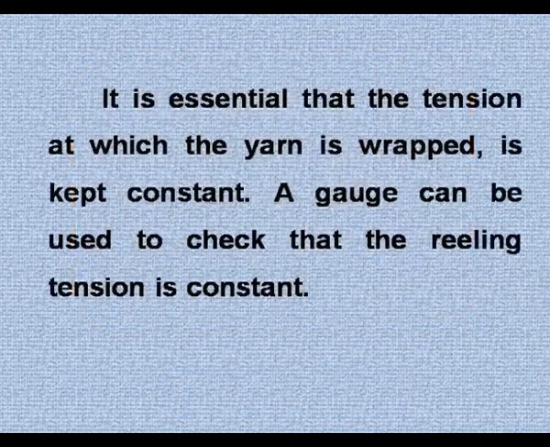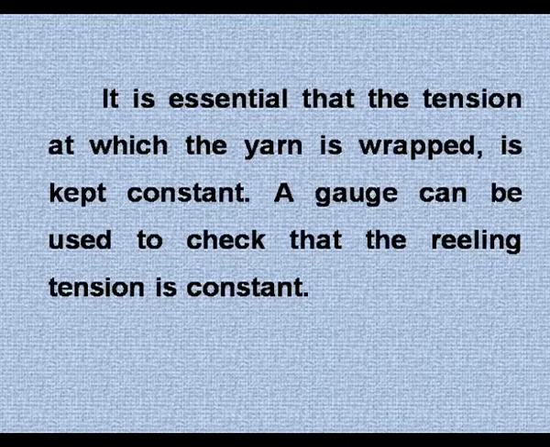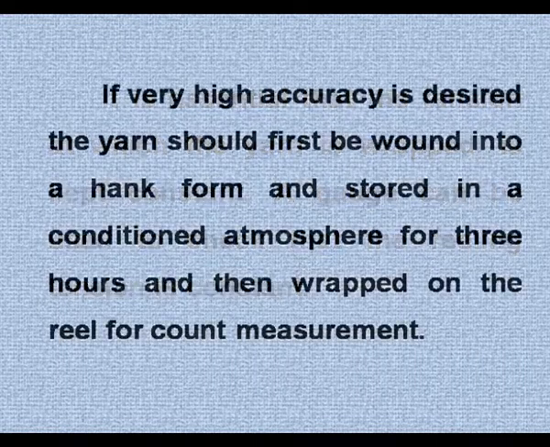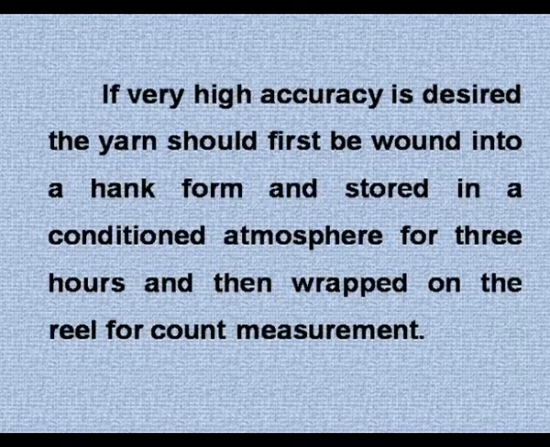It is essential that the tension at which the yarn is wrapped is kept constant. A gauge can be used to check that the reeling tension is constant. If very high accuracy is desired, the yarn should first be wound into a hank form and stored in a conditioned atmosphere for 3 hours and then wrapped on the reel for count measurement.